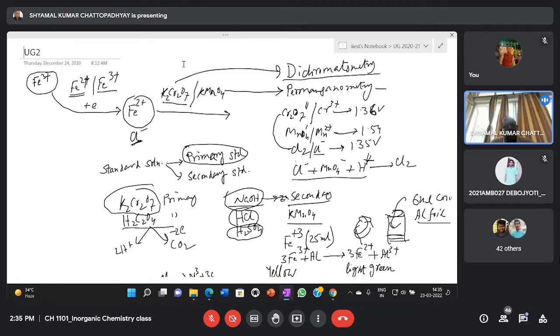So our principle for estimation of a ferric solution will be this: we shall take the ferric solution in a conical flask, and then reduce the ferric iron using a reducing agent. Excess reducing agent will be decomposed because otherwise it will react with the dichromate, the oxidizing agent. Then the generated ferrous ion will be titrated using the standard potassium dichromate solution, and we can detect the endpoint using a suitable indicator. That is our theory.